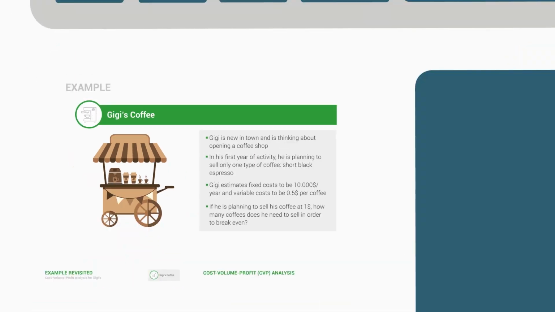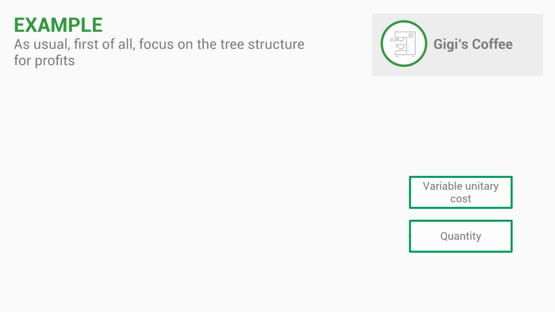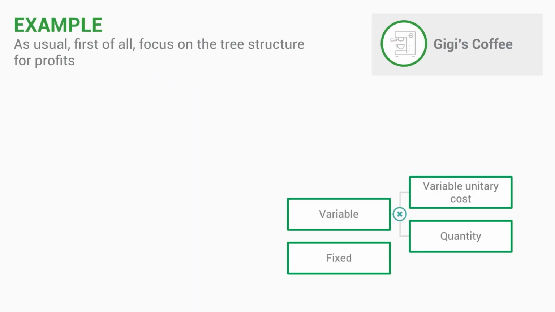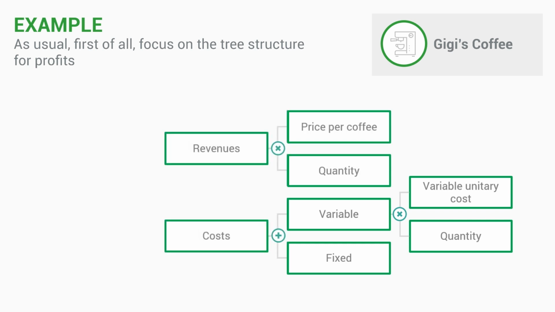to break even? As usual, we will begin from a tree diagram of the business's profits. Revenue is calculated by the unit price times the quantity sold, and costs are divided into fixed and variable. We calculate profit by subtracting costs from revenue. To calculate the break-even point, we set the profit equal to zero.